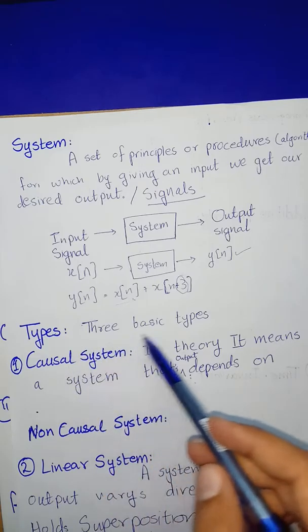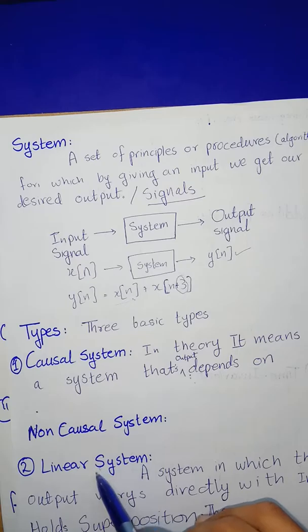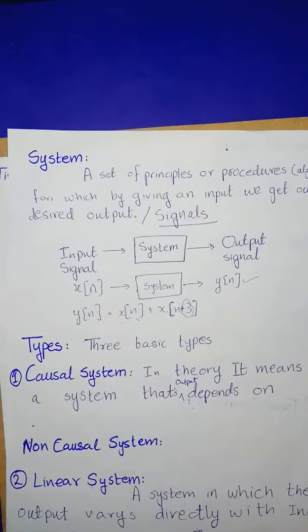The next thing is the types of systems that we will study in this lecture. There are 3 basic types of systems: causal system, linear system, and the third one is time invariant system. First of all, what is a causal system?